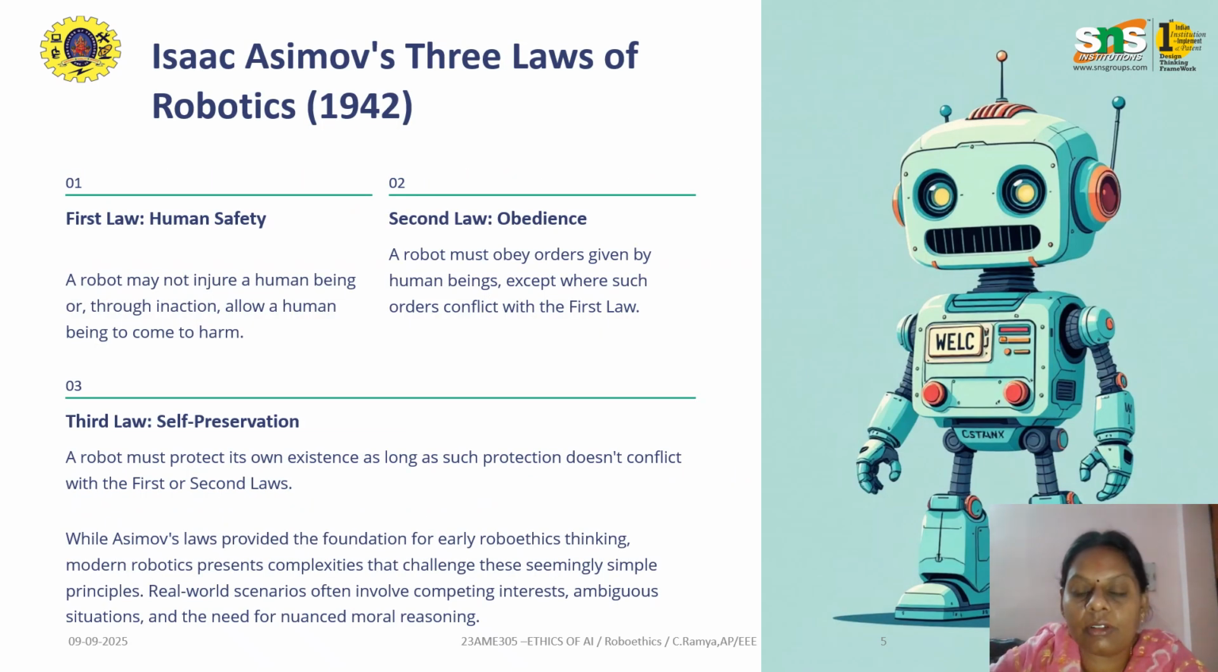And we have the three laws. Here, science fiction gives us an early foundation through Asimov's three laws of robotics. That is, a robot may not harm a human, a robot must obey human orders unless it violates the first law, and a robot must protect itself unless it conflicts with the first two laws. These laws sound simple, but in real life, situations are not black and white. For example, how should an autonomous car react when faced with an unavoidable accident?